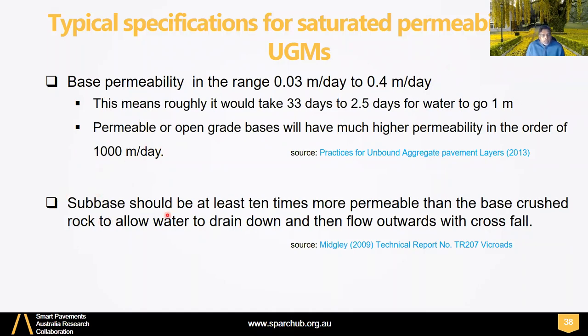Subbase usually should be at least 10 times more permeable than the base, so that any water which comes from the base can be quickly transferred down and outwards through the crossfall.